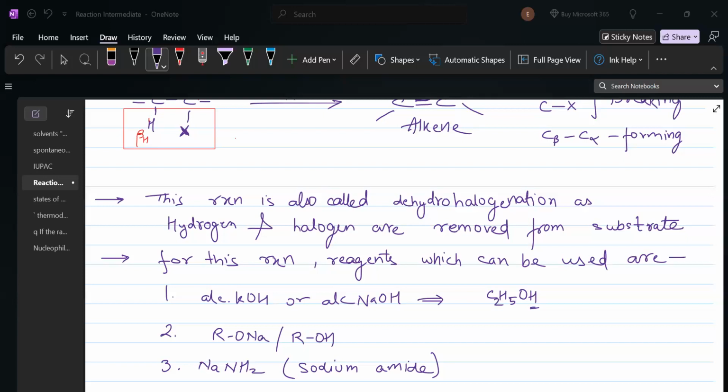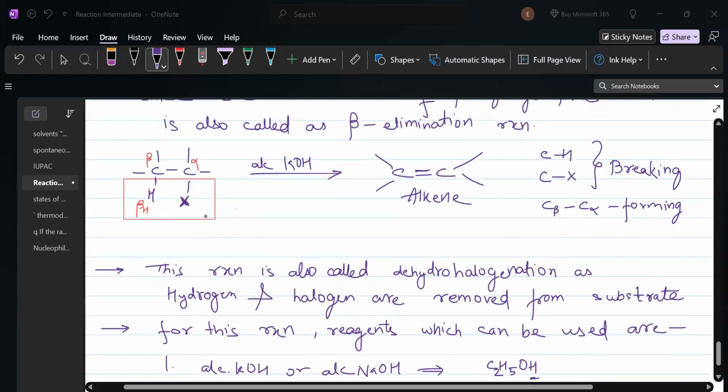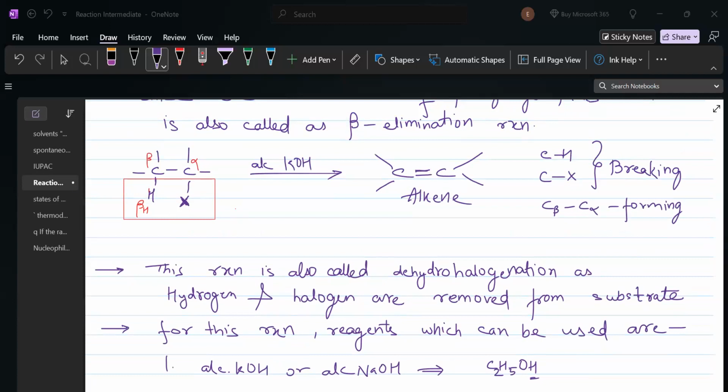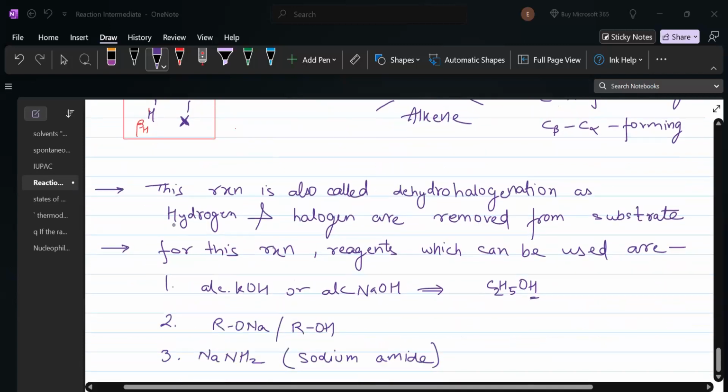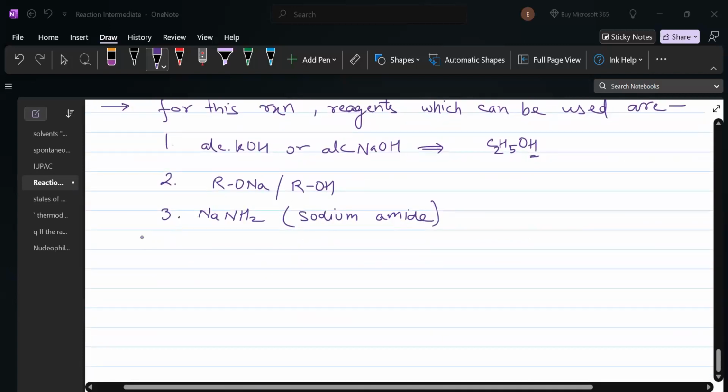So these are the popular reactants. When you see them, just remove this halogen and make the alkene. Okay. So let's compare some rate of elimination also.